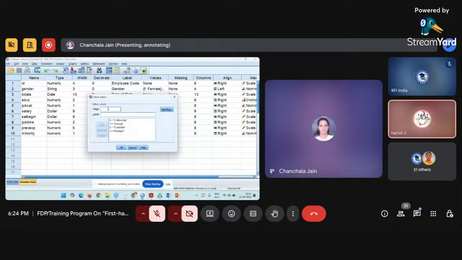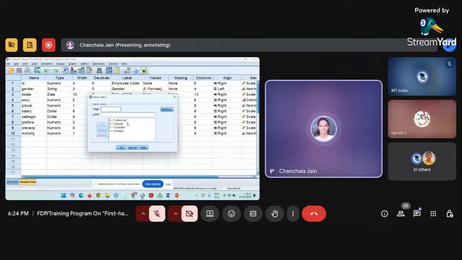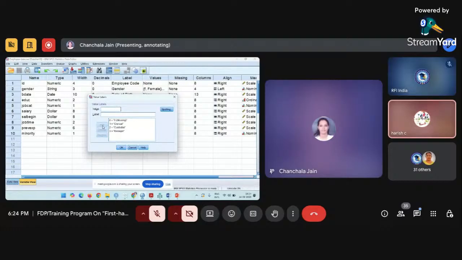Yes, madam. What are the categories, madam? You can see on my screen, zero is missing. Although there is no missing data, on the safer side zero is entered as missing, right? 1 is for clerical, 2 is for custodial. So in the value you need to write 1, and in the label you can write clerical. Then 2, custodial. Then add. Every time you need to add, right? And then 3, manager. After adding all three different value labels, you can click on OK. Okay, madam. I'll do it. Fine, sir.